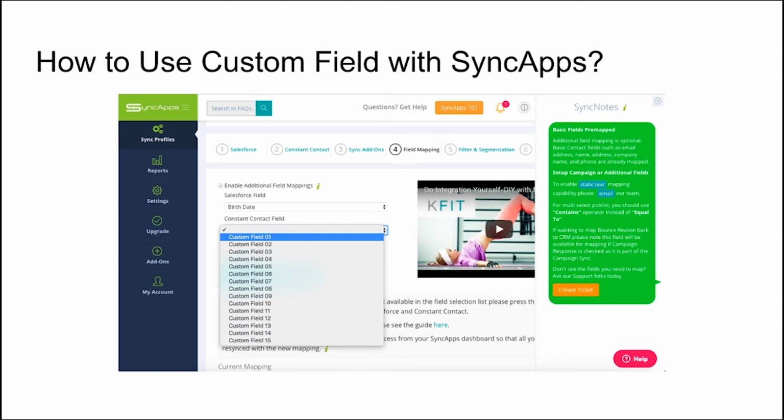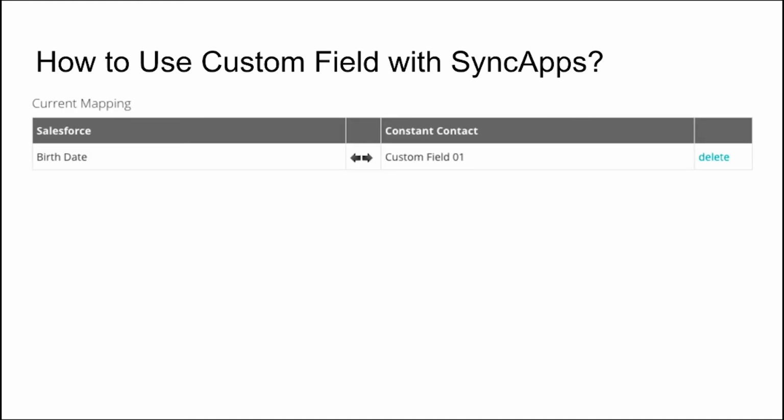Let's say that your Constant Contact field would be custom field 01 or custom field 1. So your Salesforce birthday field will automatically be populated in Constant Contact custom field 01. So with SyncApps, we will do the mapping for you. Let's say the Salesforce birth date will be equal to Constant Contact field 01. You can add up to 15 custom fields with SyncApps.